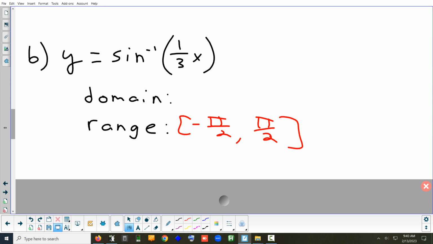Okay, to find the new domain, start with the original. What's going to go in the middle? Yep. 1/3 x. Fill in your inequalities. And now solve for x. How would you get rid of the 1/3 here? Yeah. Multiply by 3. Multiply everything by 3.